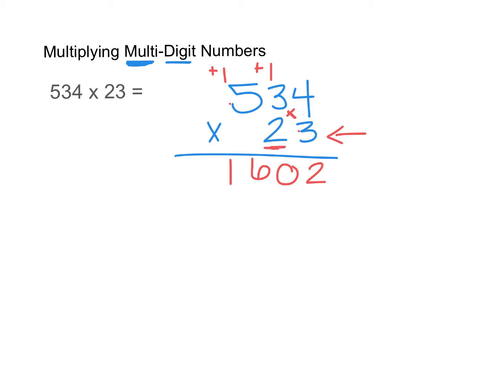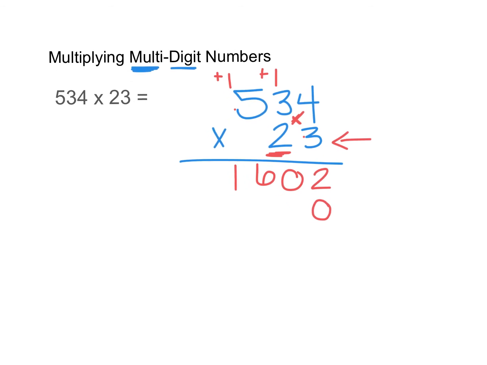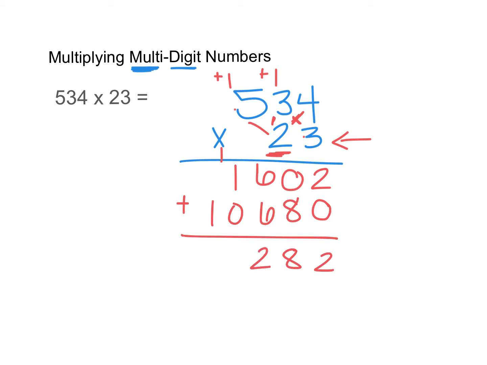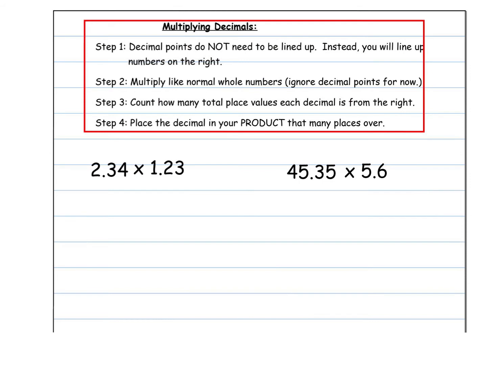When I do my 2, I have to first put a 0 in for a holder for the ones place, because 2 is in the tens place. So then I do 2 times 4, which is 8, and then 2 times 3, which is 6, and then 2 times 5, which is 10, and then we add it together, and we would get 12,282.